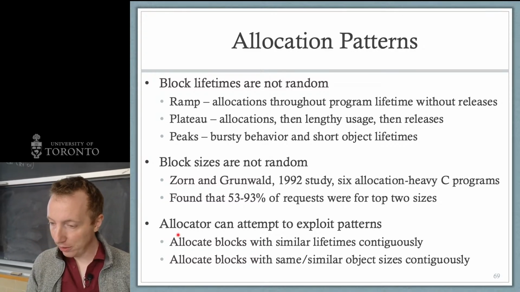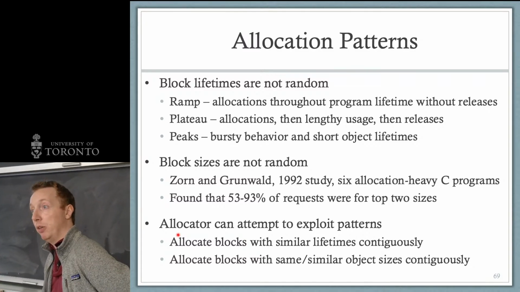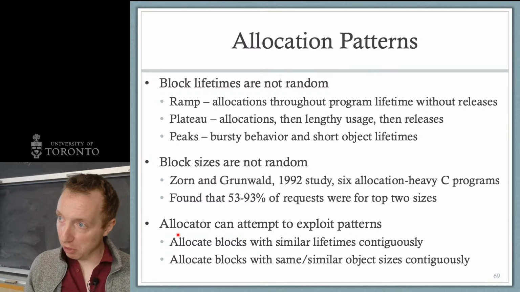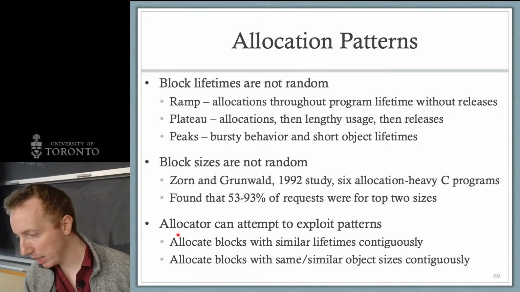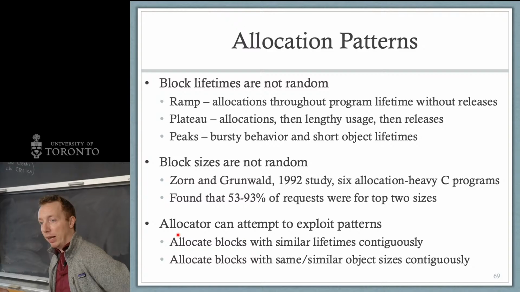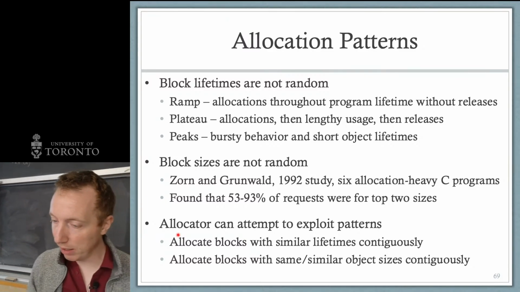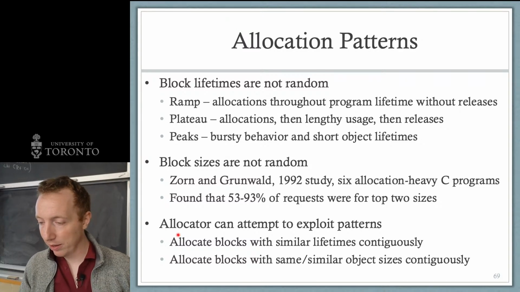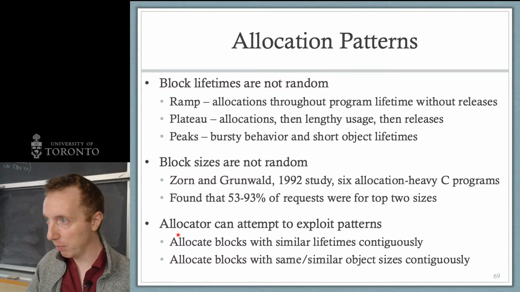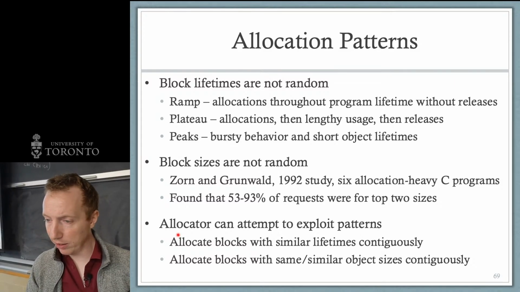And for an allocator, you're going to try to exploit patterns, but you have to be general because some program might not exhibit the same patterns. But generally, allocations might have similar lifetimes if they're allocated together. So you might want to allocate them somewhere close together in memory so that you can coalesce them more easily.